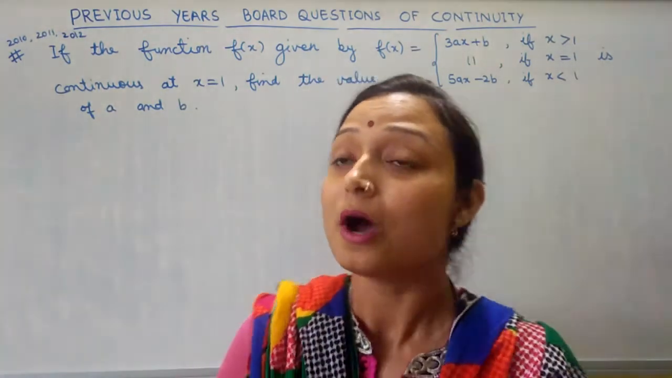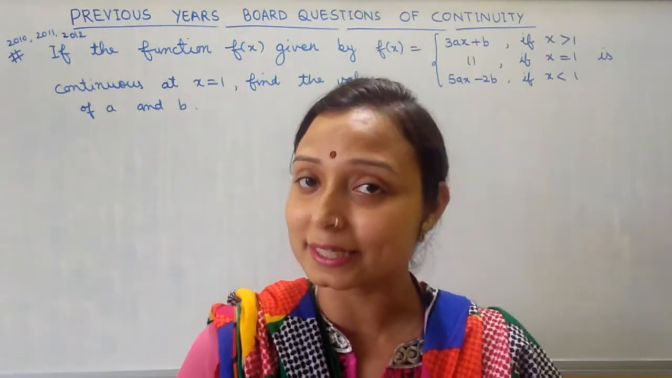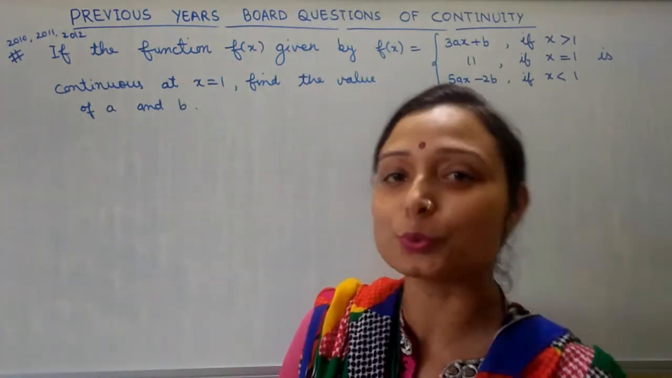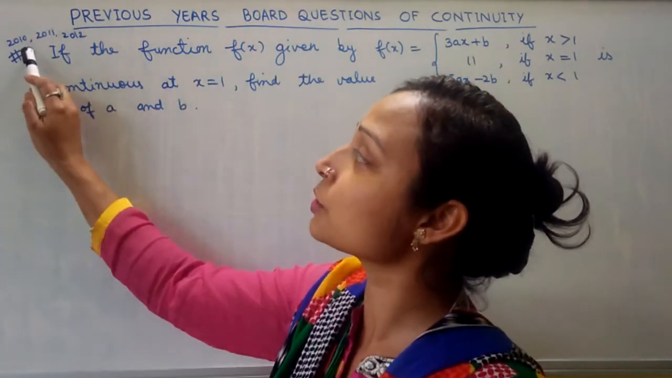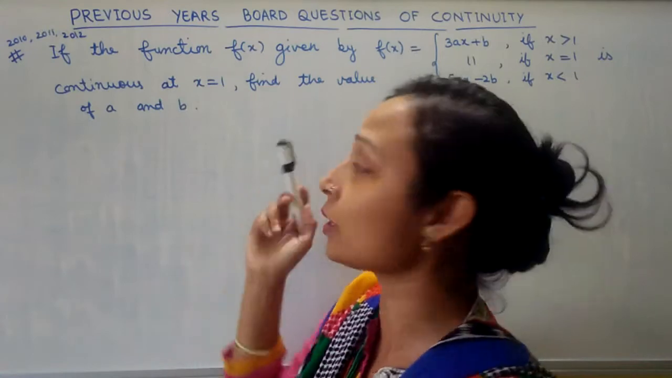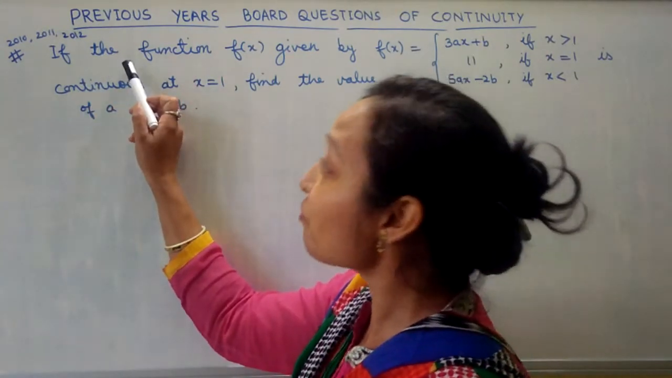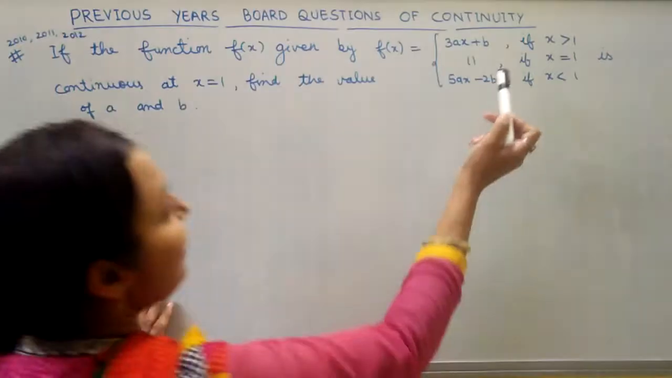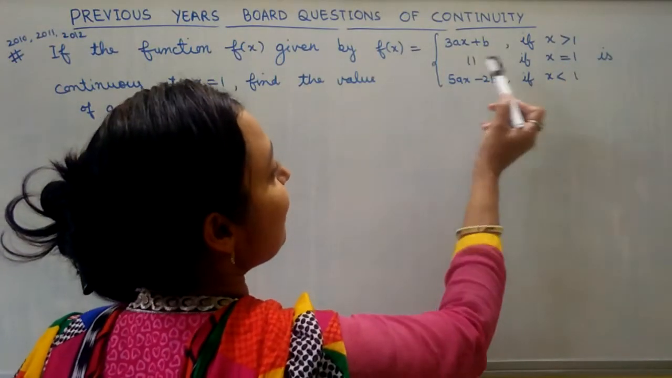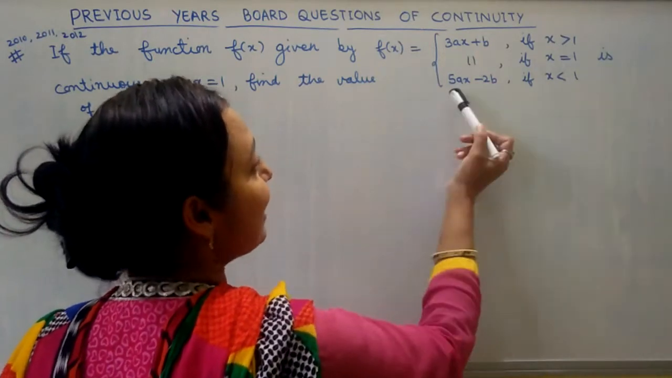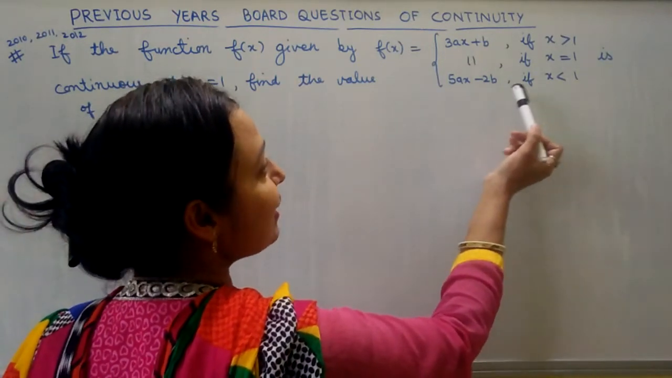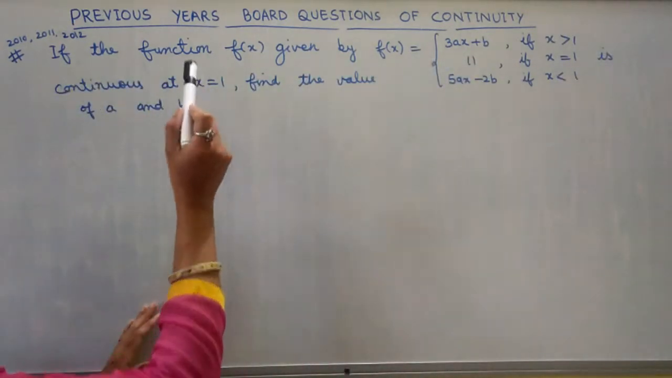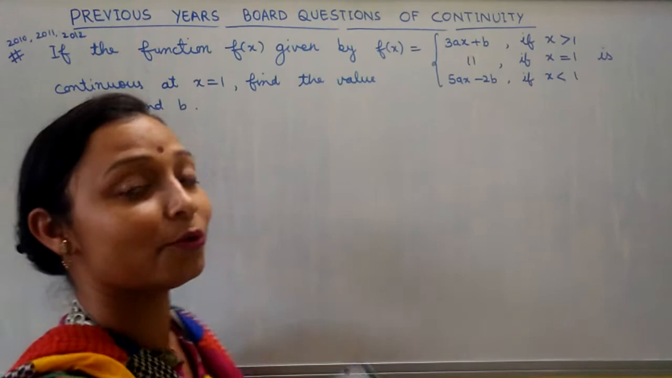Today I will tell you which questions come again and again in your board exam, and I will solve that type of question. So let's do question number one, which came in 2010, 11 and 12. And what is that question? If the function f(x) is given by 3ax + b if x is greater than 1, 11 if x equals 1, and 5ax - 2b if x is less than 1, is continuous at x equals 1, you have to find the values of a and b.